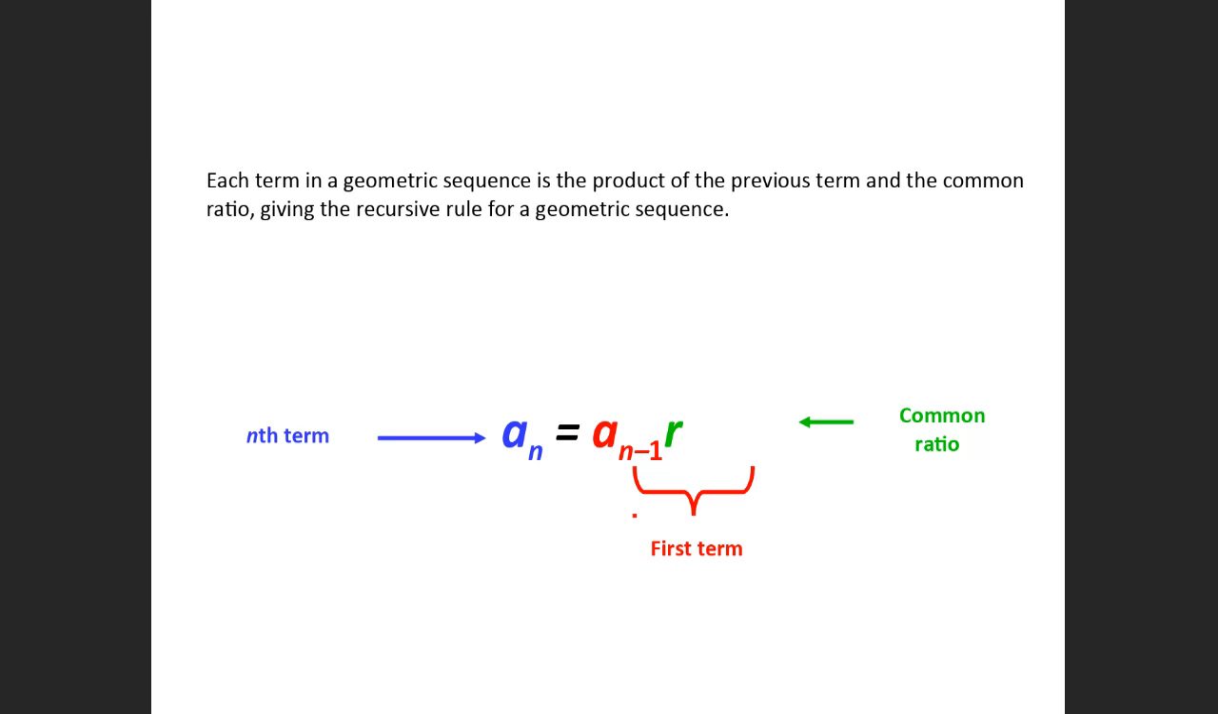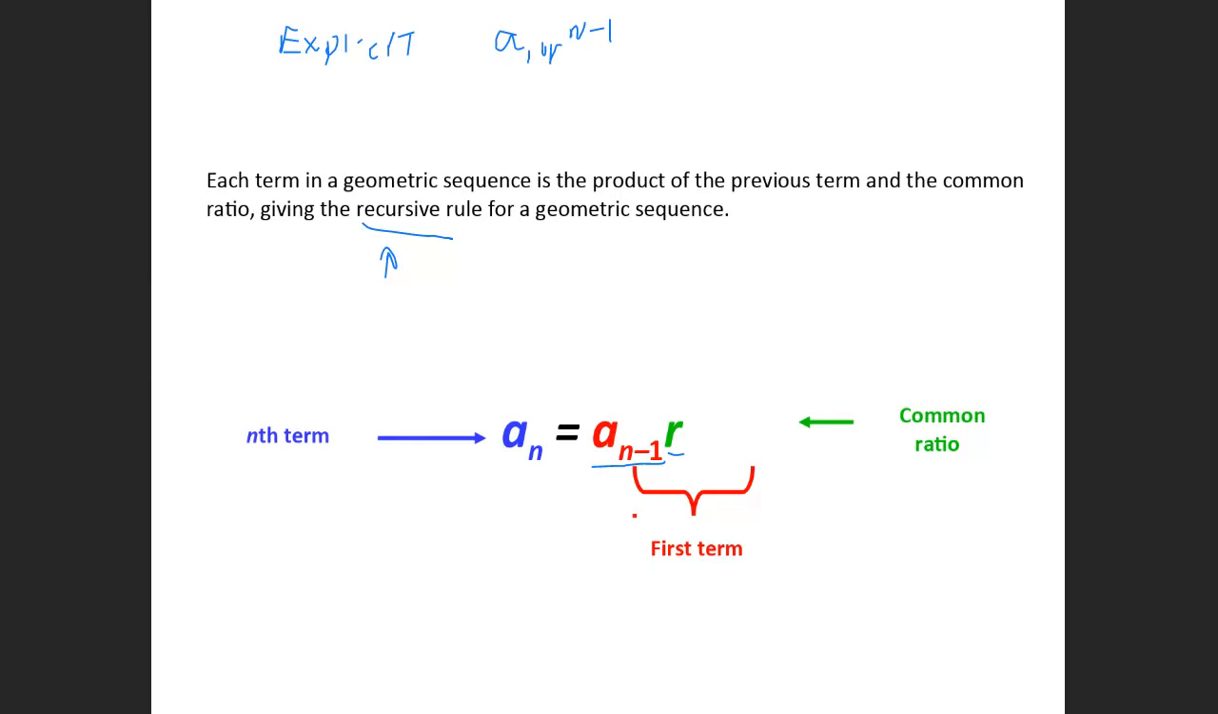Each term of a geometric sequence is the product of the previous term and the common ratio. Now, the recursive rule for the geometric sequence: this was our explicit rule, a sub 1 times r to the n minus 1. If we want to write a recursive rule, then it's the previous term times r. That's all it is. So a sub n is just the previous term times r.